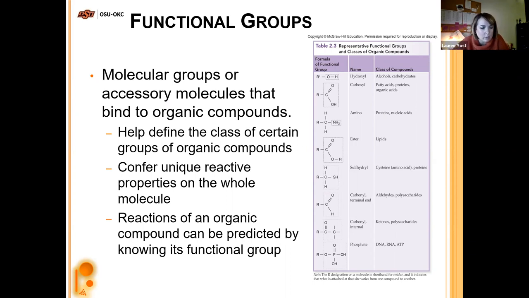And then moving on with how you can predict certain parts will react based on their functional groups. Some of them that you might want to be familiar with: the hydroxyl group is the OH group. It's hydroxyl. So we see that in alcohols. The rule here, you don't have to know this rule, but I'm just going to lay it down for you.